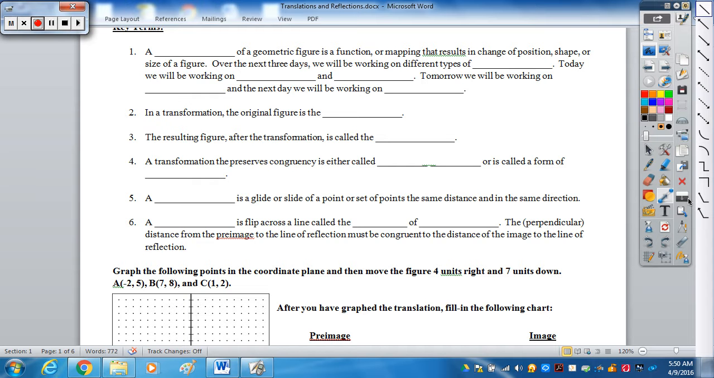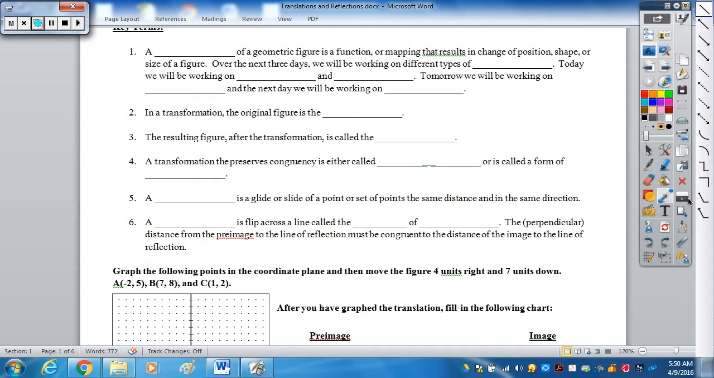And I want you to circle the next word, perpendicular. The perpendicular distance from the preimage to the line of reflection must be congruent to the distance of the image to the line of reflection. Again, I will do a better job of explaining that because that's a technical sentence, but it is very, very important.